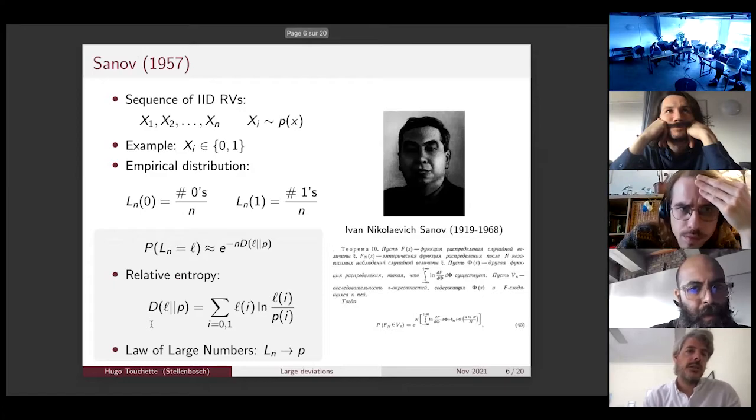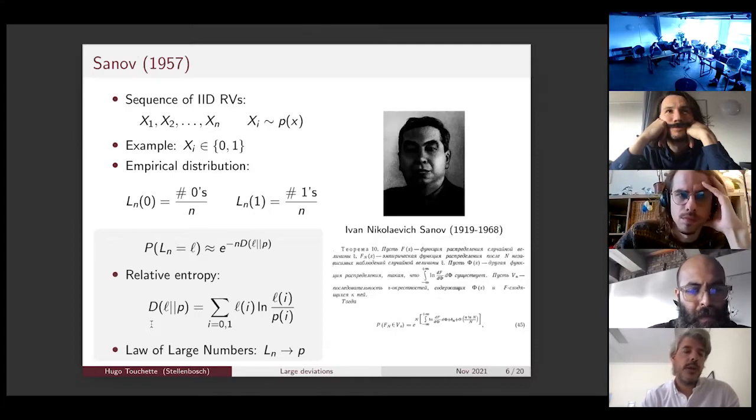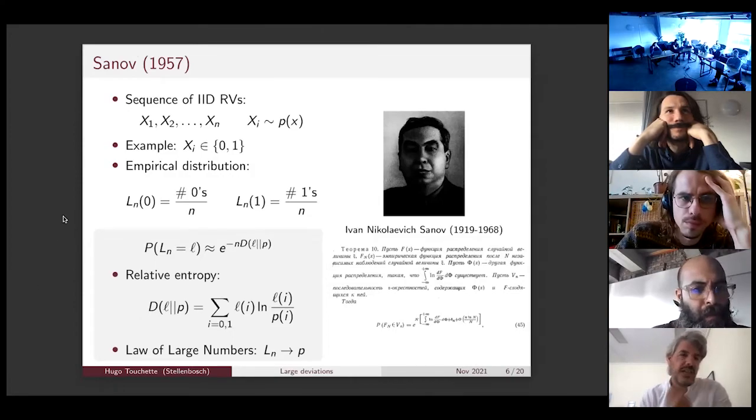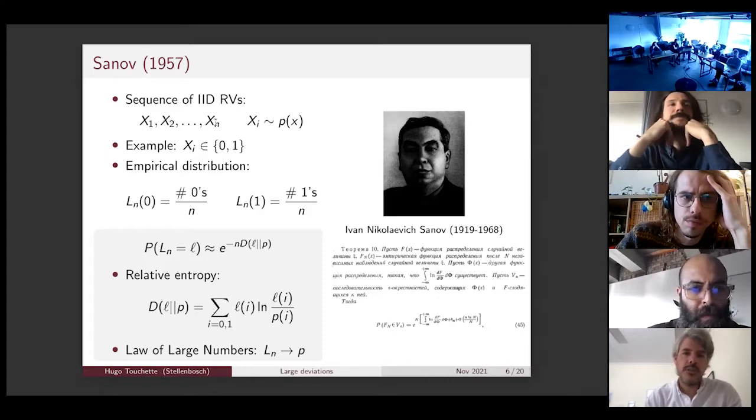So we had to wait for the next large deviation result until 1957, a paper by Sanov, a Russian mathematician, who looked at a problem that's very close to Boltzmann. He looked at a sequence of independent random variables. They have the same distribution. And now you want to look at the empirical distributions of these random variables. So to fix the ideas, for instance, imagine that the random variables are binary random variables. So it's just a bunch of zeros and ones.